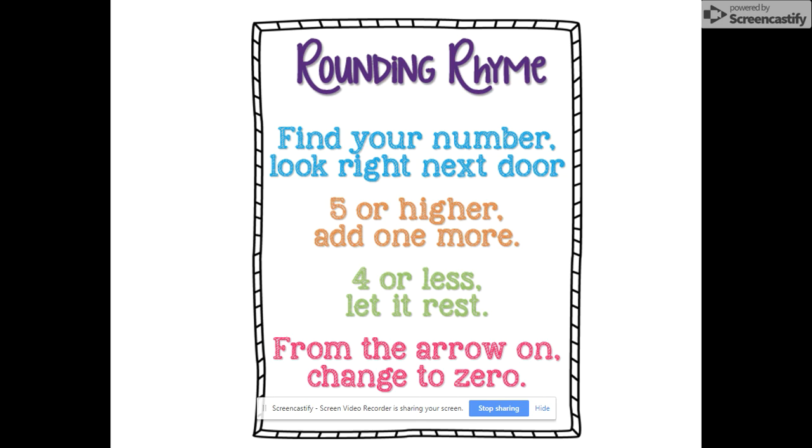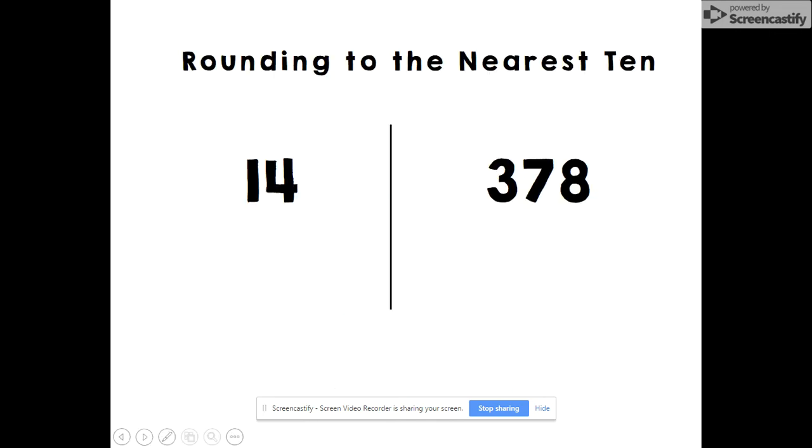We use this rhyme in class to help us with rounding. You can pause the video at any time to reference it if you need more help. So we're going to be rounding to the nearest 10 and the nearest 100. When you're rounding to the nearest 10, you're going to find that number in your tens place first.